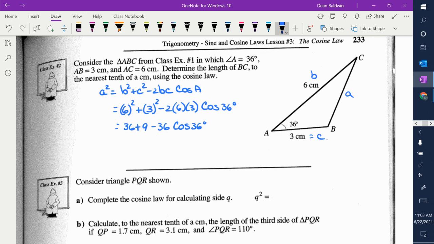The mistake that people do is they go 36 plus 9 is 45. Minus 36 is 9. Why can you not do that? Yes, because this 36 is part of the cosine. You can only combine these two. Okay? So we have to go 36 plus 9 is 45. And then you have to, on your calculator, go cosine of 36, whatever that is, multiply it by this 36 out here.